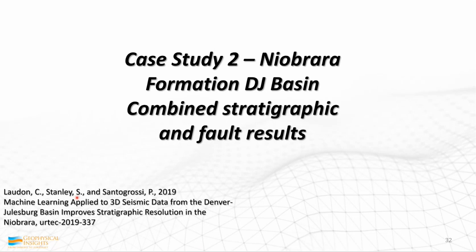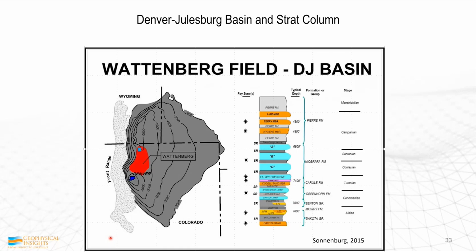Moving on to our second case study, this is on the Niobrara Formation, and using the seismic volumes that Jay showed earlier, we conducted a stratigraphic study back in 2018 before we had the fault CNN faults. So I went and revisited that recently to see if we could combine our stratigraphic and fault results.